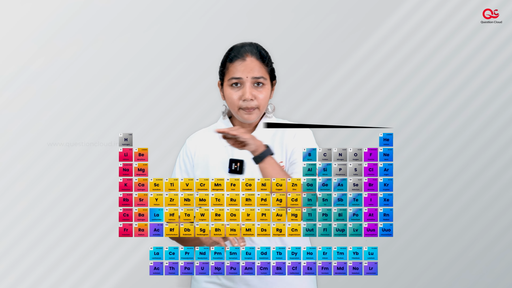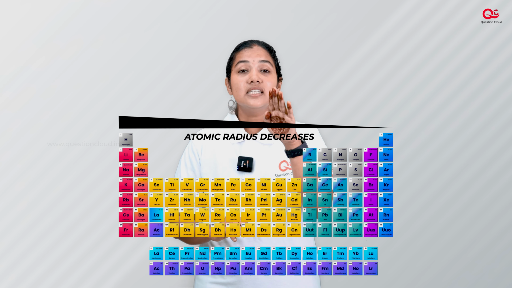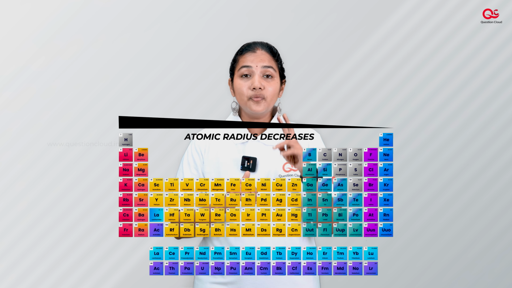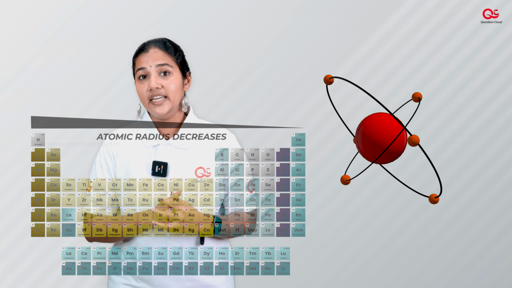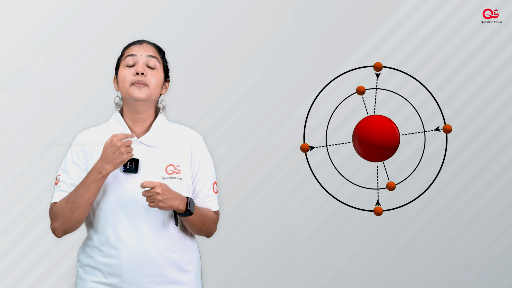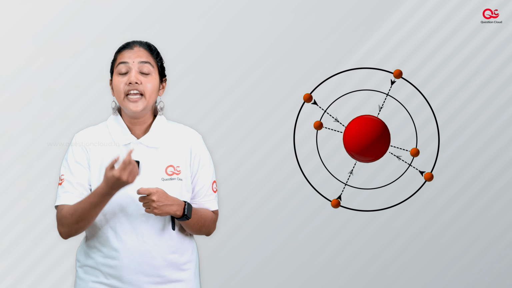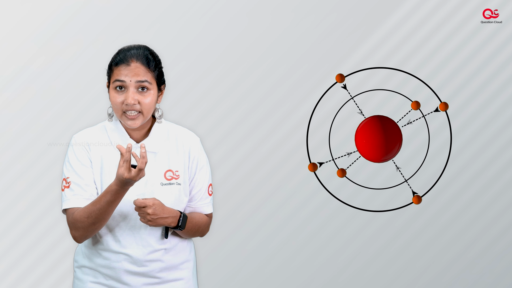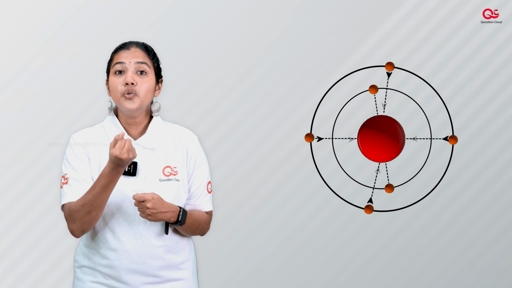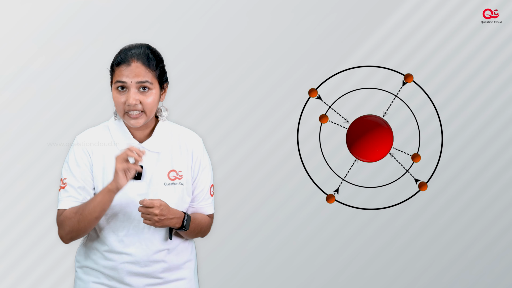So along the period, the atomic radius is getting decreased because the effective nuclear charge is getting increased. If the nucleus is becoming more powerful, it will hold all the valence shell electrons tightly, so that what happens, the size will be getting decreased.